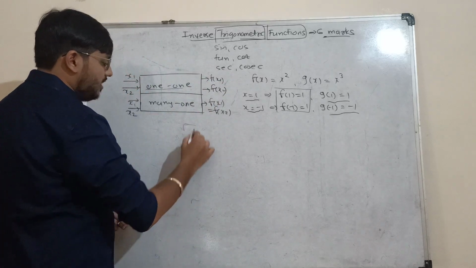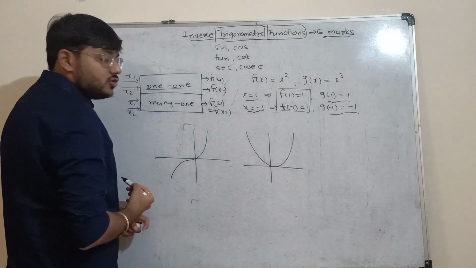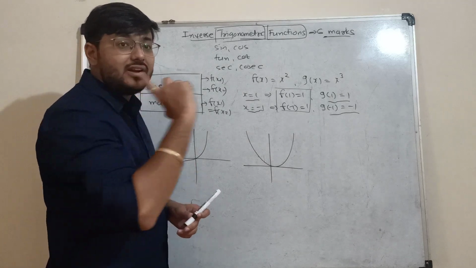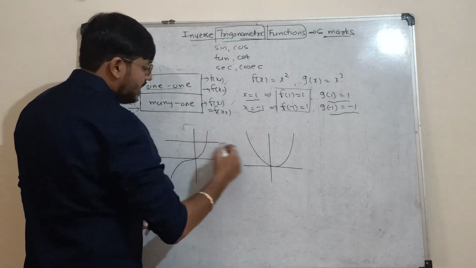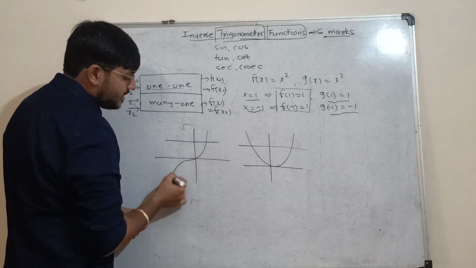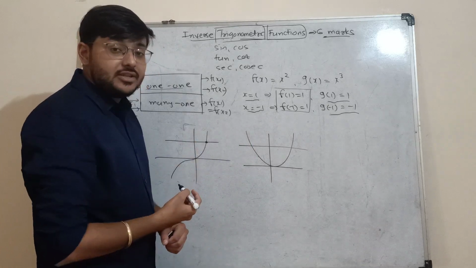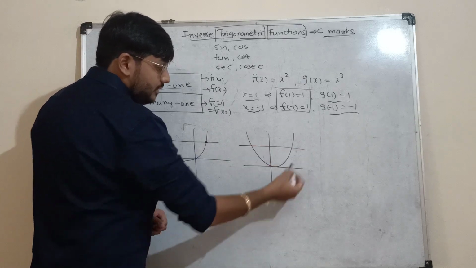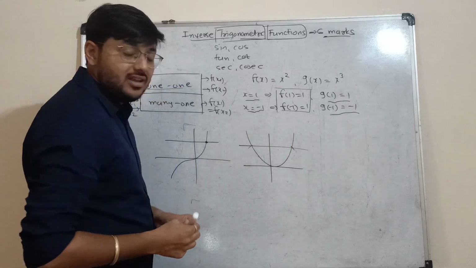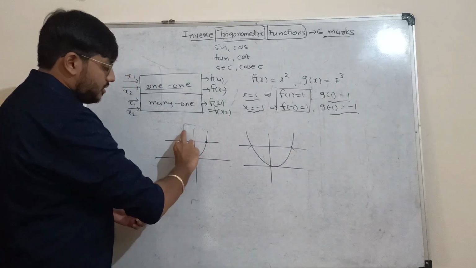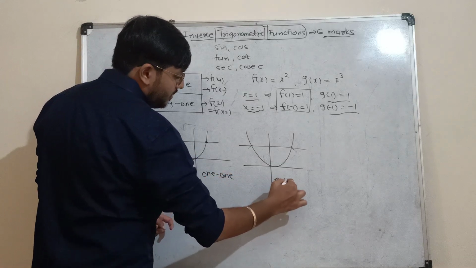Also graphically, if you just check, if I plot the graph of x cube and the graph of x square, then any horizontal line parallel to the x-axis will intersect the graph of a one-one function only at one point. Whereas in many to one, a line parallel to the x-axis will intersect the graph of the function in more than one point, right? So surely we can say that this is the graph of a one-one function, whereas this is the graph of a many to one function.